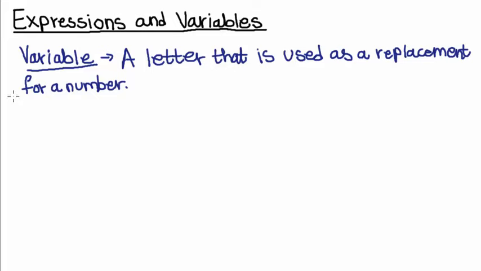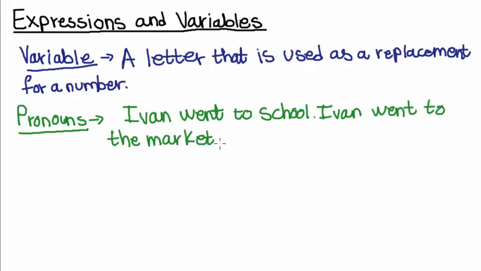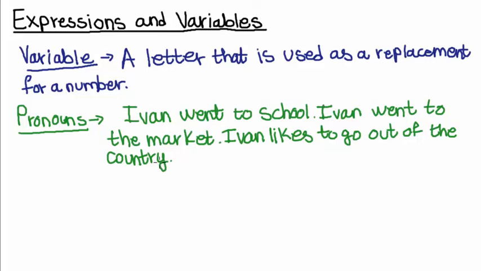So basically, one of the best ways to think about a variable is to think about the concept of pronouns in English. What we do with pronouns is use a similar technique to that of variables. For example, if I say Ivan went to school, and then in the next sentence I say Ivan went to the market, and in the third sentence I say Ivan loves to go out of the country, you might be getting tired of hearing the word Ivan again and again. So what you do is replace the word Ivan with the word he.